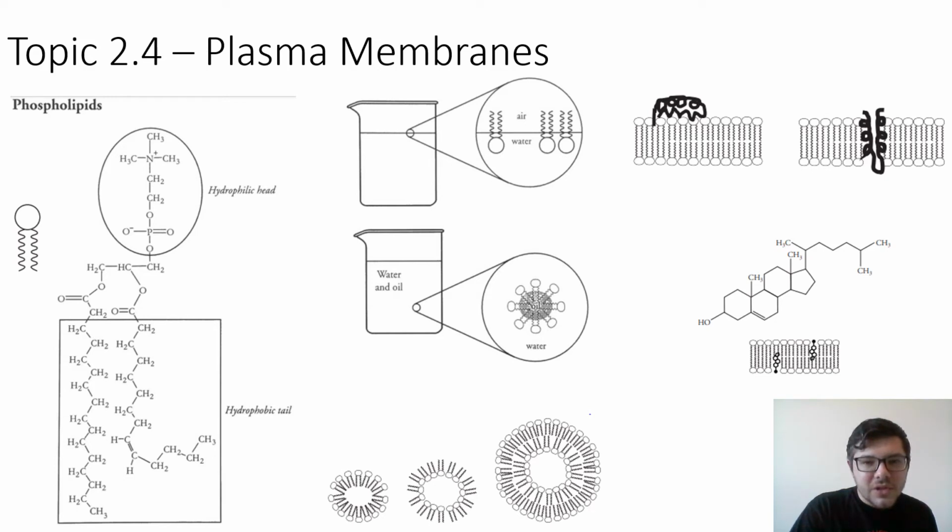So that is the general shape. Now, if you look at the second beaker picture where it says water and oil, if you take a droplet of oil and stick it into water, you will see that the tail portions will stick inwards, and the head portions will stick outwards. Now, this is important because if you look at the bottom middle picture, you can form a shape.